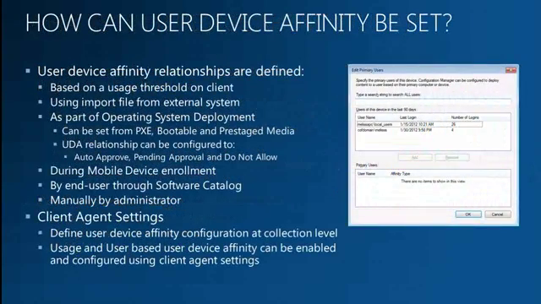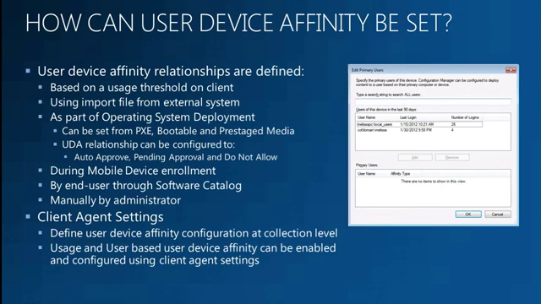So I mentioned how it can be set. There's a number of different ways to do it. We can do it as part of the operating system deployment. We can actually import a list. Like you have a CSV file and you want to import a list of users and their devices, we can do that. We can base it on usage thresholds. So this user logged in 10 times in the past 7 days, it must be their primary system.